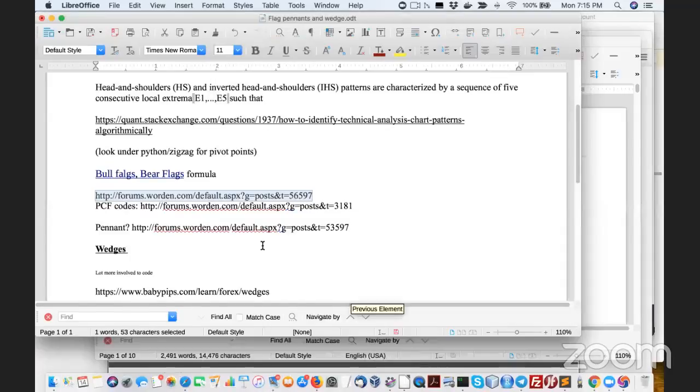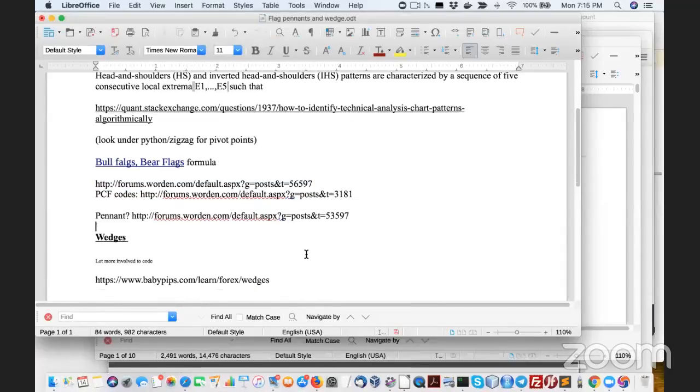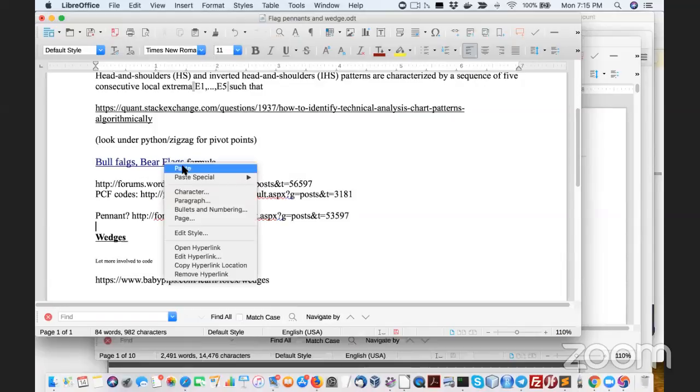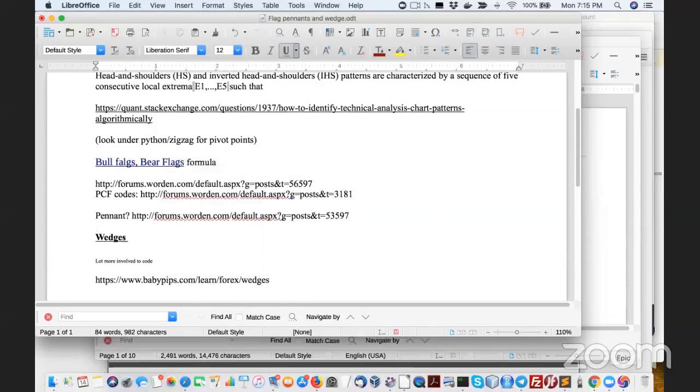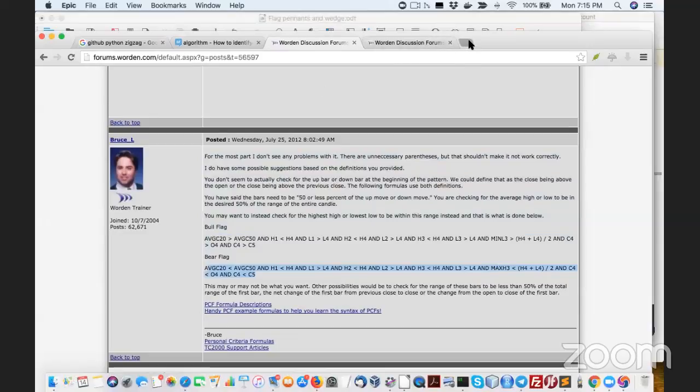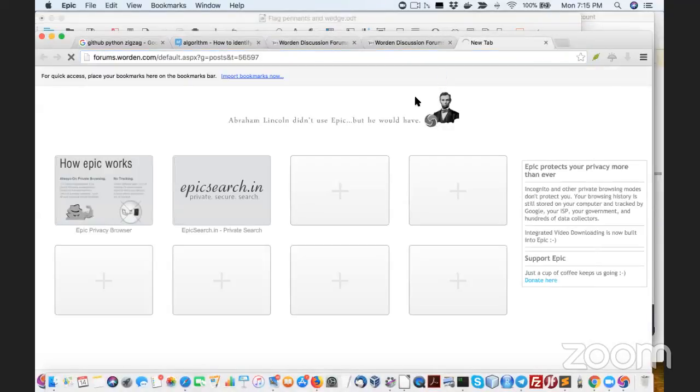So if I load up the rules, which is okay, sorry, this is for the wedges. I'm going to show you. Let me see if I can copy this. Hopefully this will be the set of rules that I'm looking for.